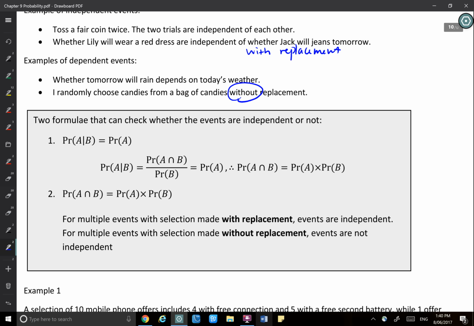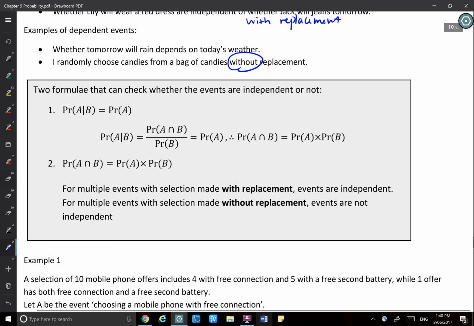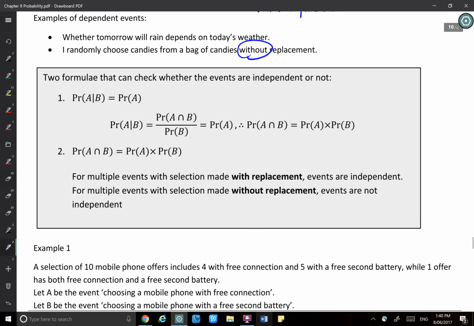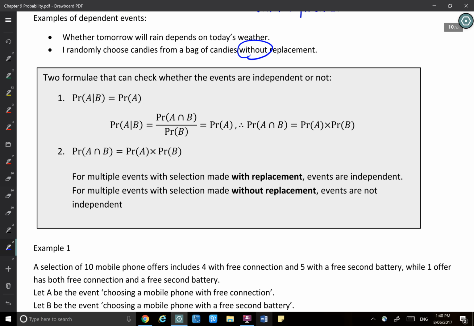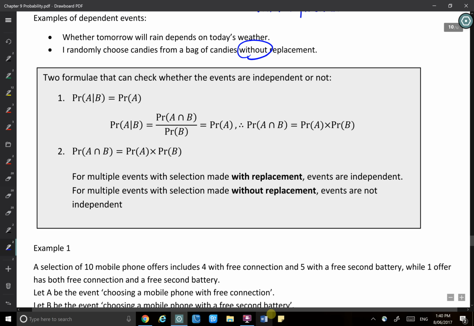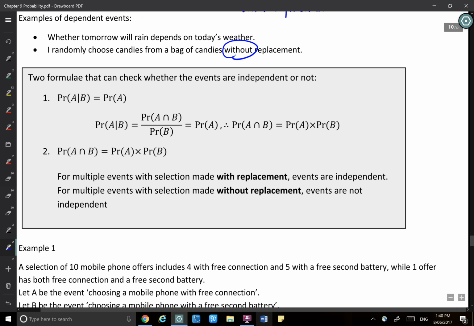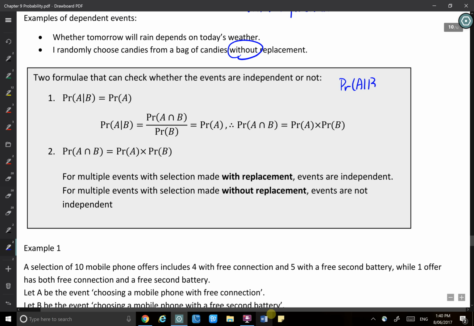And let's have a look at the formula. Two formulas that can be used to check whether events are independent or not. First one, if A and B are independent, then A given B will be the same as probability A. Why? Because there's no influence. There's no influence whether B happens or not. My A will always have the same chance of happening. This formula really makes sense. That is the definition of independent events.